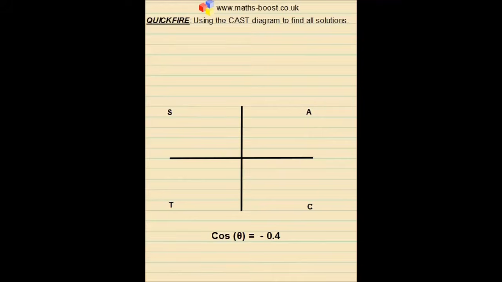Here's another, cos theta equals minus 0.4. We'll use our calculator to find one potential solution. Theta equals 114 degrees to the nearest degree.